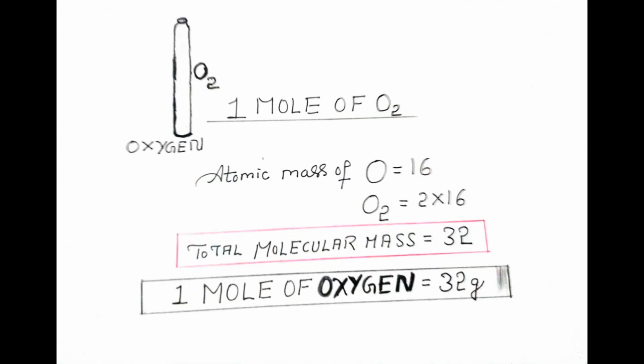Observe 1 mole of oxygen. Atomic mass of oxygen 16, O2, so 2 into 16, total molecular mass 32. Therefore, 1 mole of oxygen, 32 grams. Remember, 1 mole of oxygen, 32 grams.